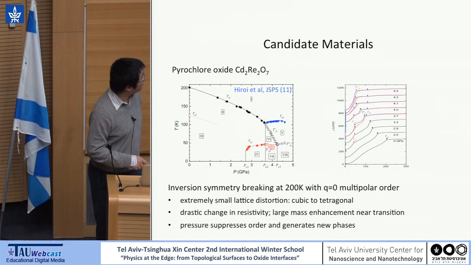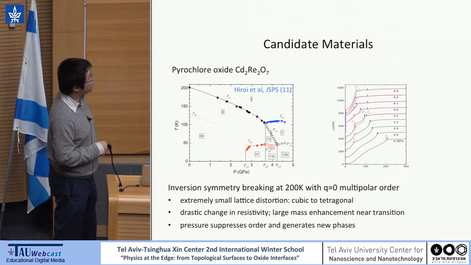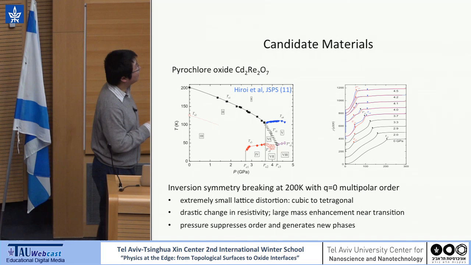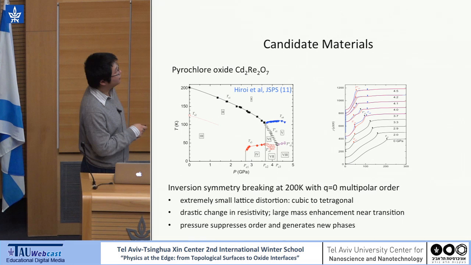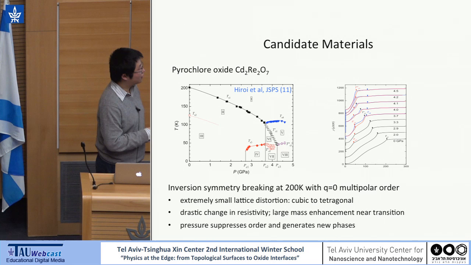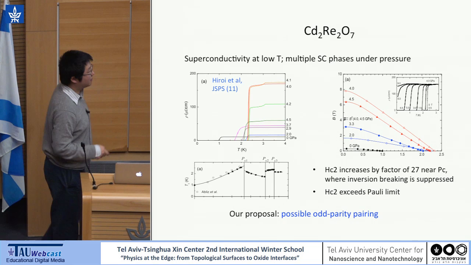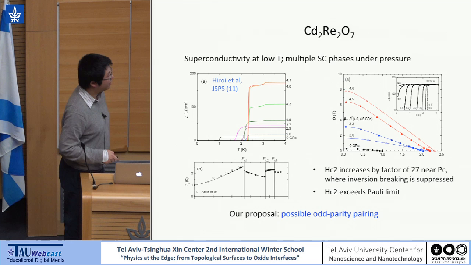One material that may be interesting to look at is this pyrochlore oxide, cadmium rhenium oxide. In this compound, below 200 Kelvin, there's an inversion breaking phase with a Q equals zero order parameter. And at low temperature, there are multiple superconducting states. Some of the superconducting states have an enormously large upper critical field that exceeds the Pauli limit, which might be consistent with odd parity spin triplet pairing.